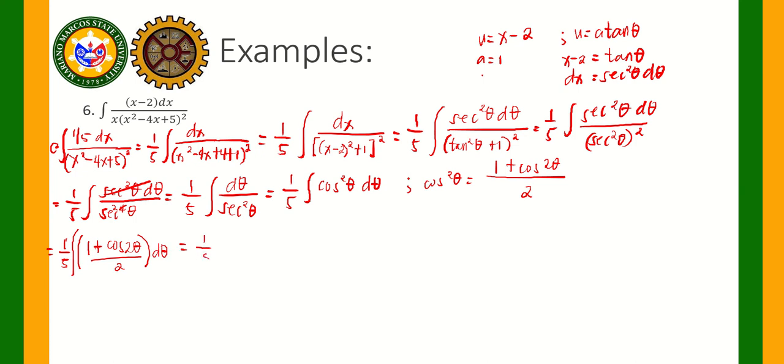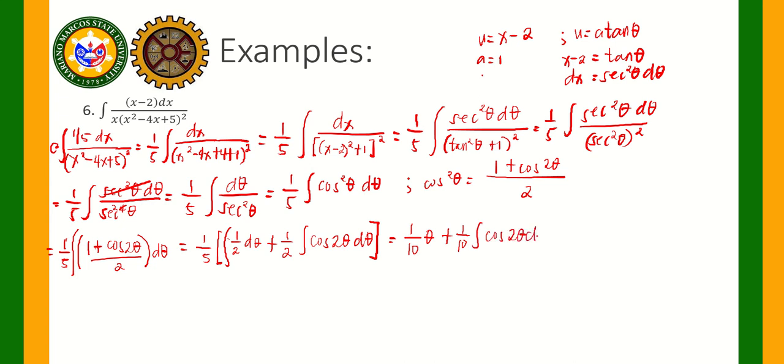So, this will be equal to 1 over 5 multiplied by 1 half d theta. There, let's separate them. And then, plus 1 half the integral of cosine 2 theta d theta. So, let's solve this first. This will be equal to 1 over 10. Let's distribute the 1 over 5. 1 over 10 times the integral of d theta. That will be equal to theta. Okay? And then plus 1 over 10 the integral of cosine 2 theta d theta.